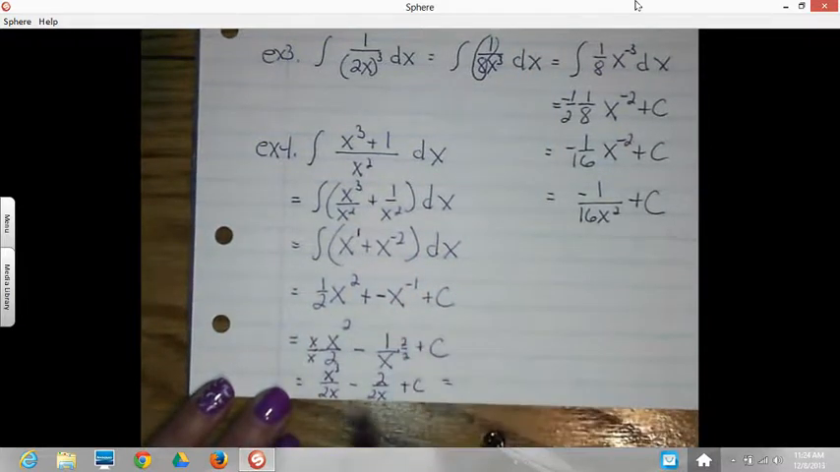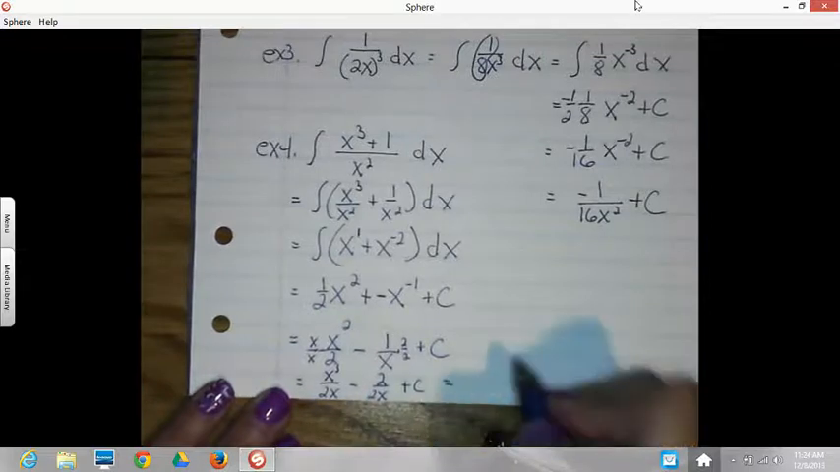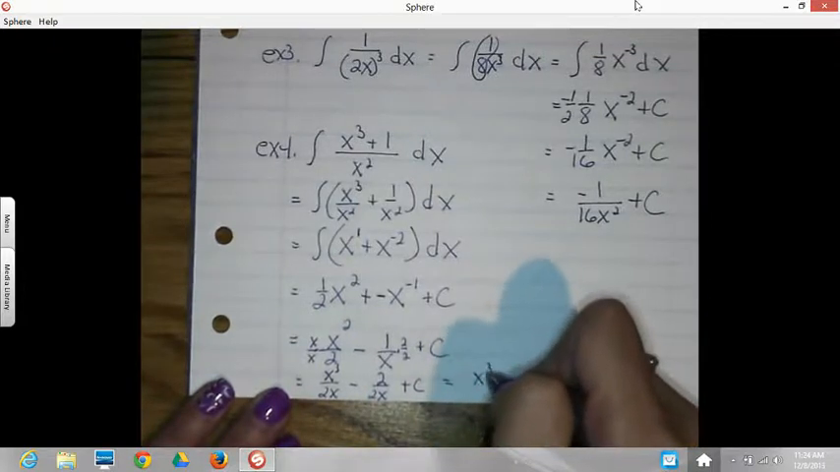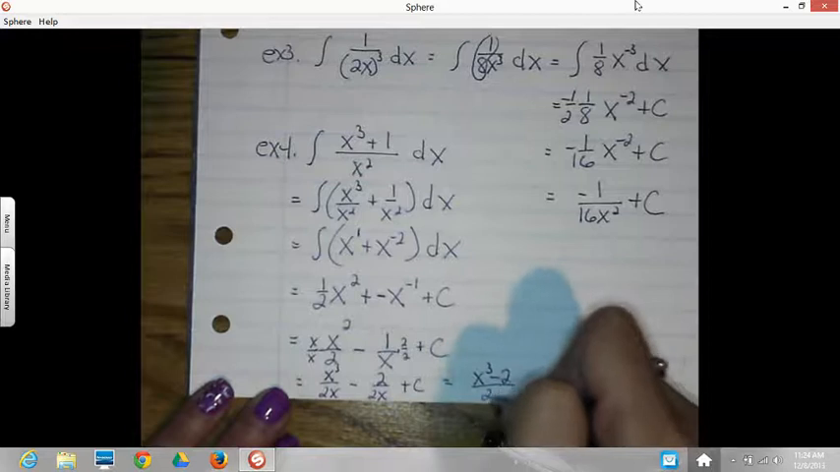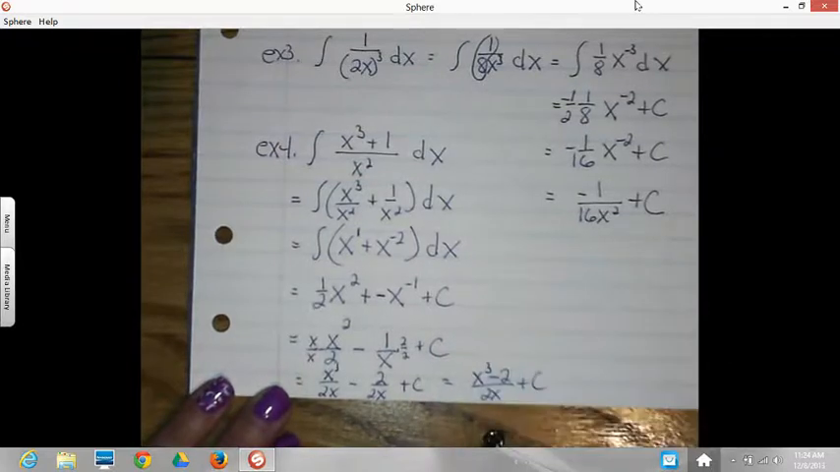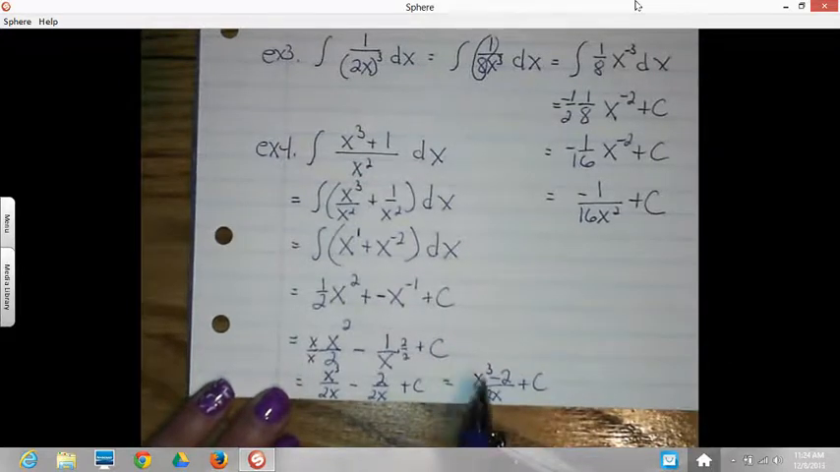And now that these have a common denominator, I can bring them together as a single fraction. x cubed minus 2, all over 2x, and a plus c. So just matching the format back here.